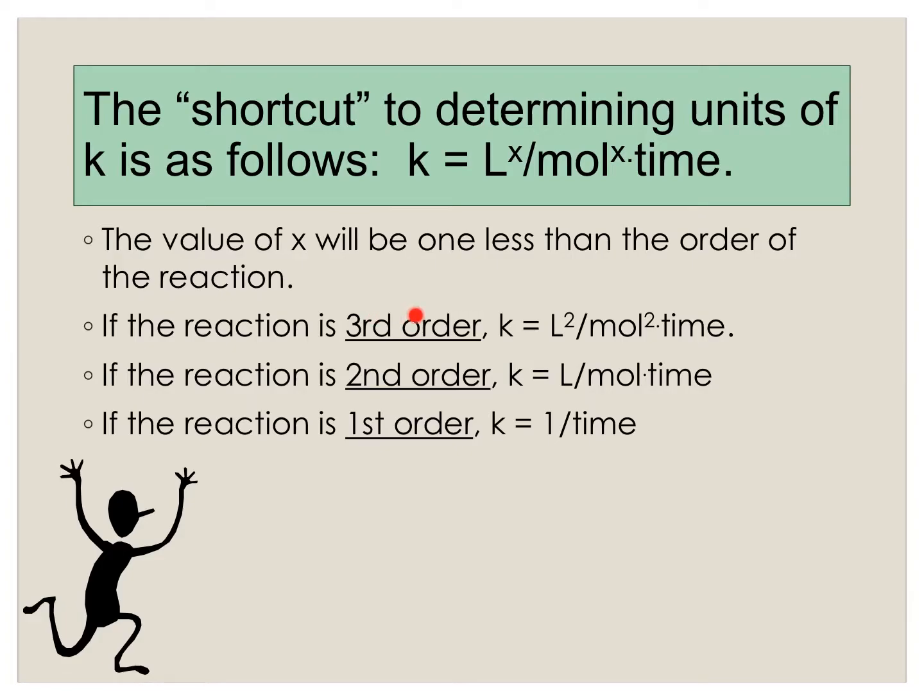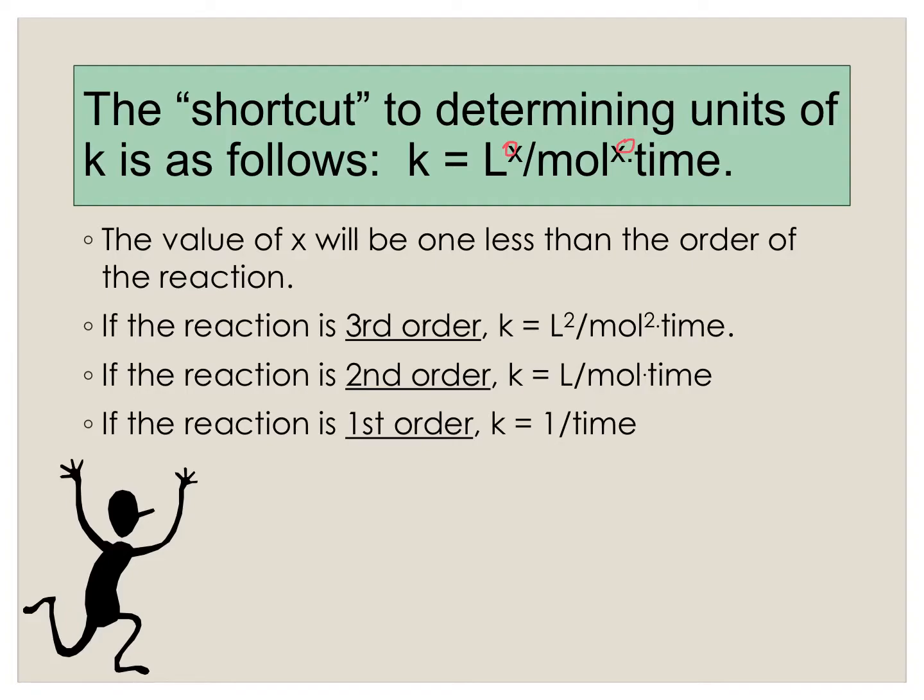So if the reaction is third order, then 3 minus 1 is 2. You plug a 2 where those X's are. If it's second order, 2 minus 1 is 1. Put a 1 where those X's are. If it's first order, well, 1 minus 1 is 0. Putting a 0 would be L to the 0, moles to the 0, which is the same thing as 1. So it'd be 1 over time.